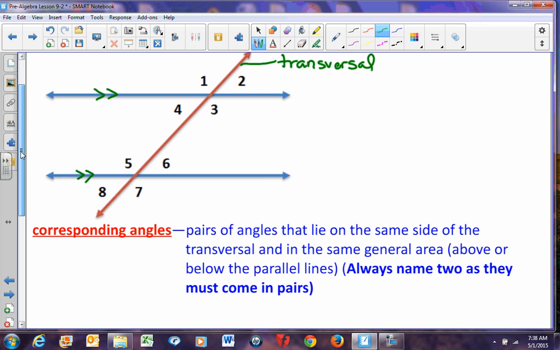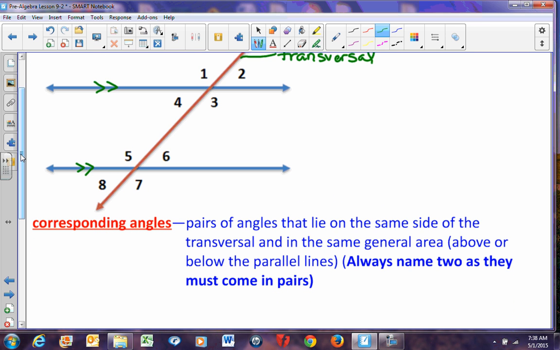One type of angle is what we call a corresponding angle. Corresponding angles are pairs of angles that lie on the same side of the transversal and in the same general area. For example, angle 2 and angle 6 are a pair of corresponding angles. The reason being is they're both on the right side of the transversal and above the parallel line. Here's my parallel line, here's my transversal. Angle 2 is on the right side of the transversal and above the parallel line. Angle 6 is on the right side of the transversal and above the parallel line. So angle 2 and angle 6 are a pair of corresponding angles.